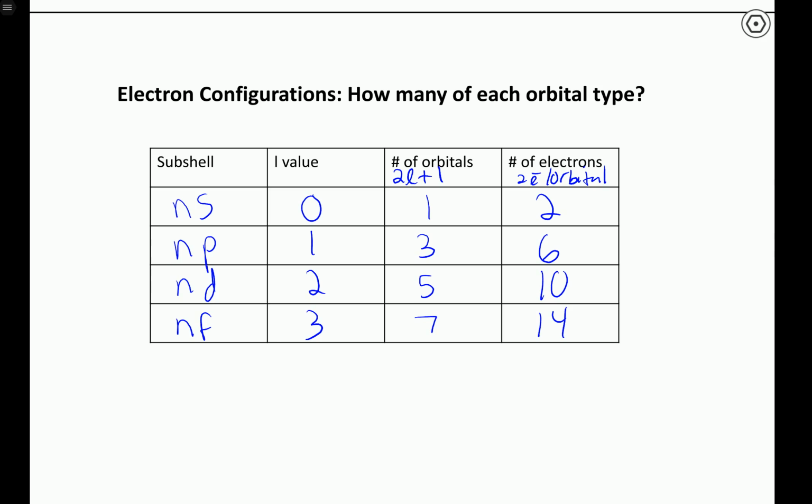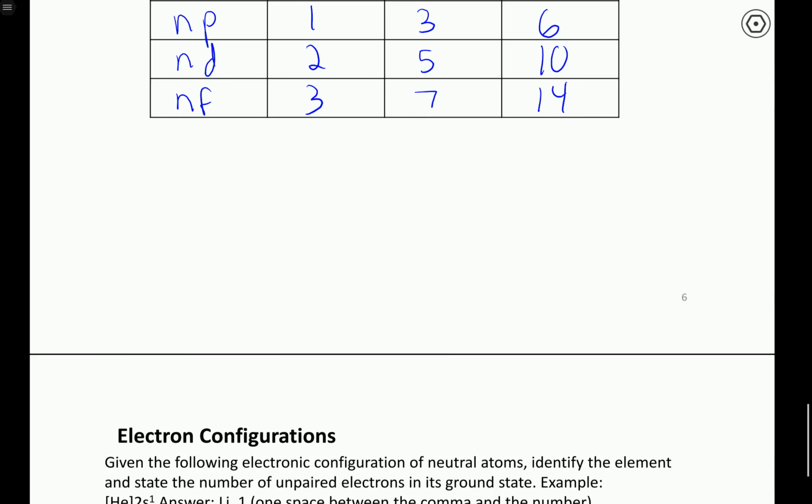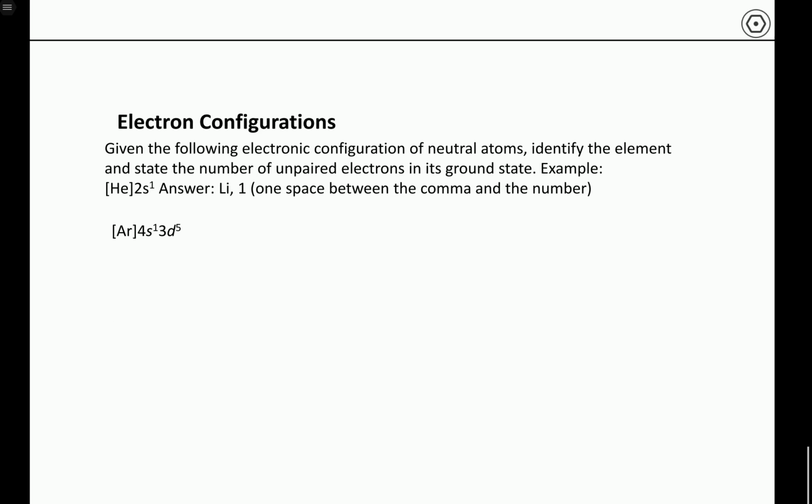So when we're filling up orbitals, we need to have this many available depending on what subshell we're in. So that comes into play when we're determining unpaired electrons.